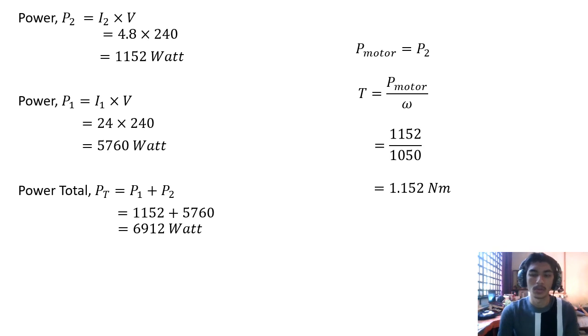And to calculate the torque of the motor, we will be using the power of the motor and the speed of the motor. For the power of the motor, we will be taking P2 because the power is from the current near the motor. So the P of the motor is 1152 divided by the speed of the motor, which is 1050 RPM, and hence this is the value of the torque we will obtain from the motor.